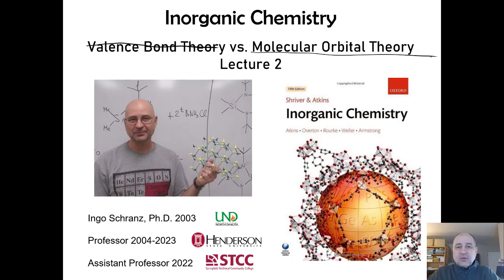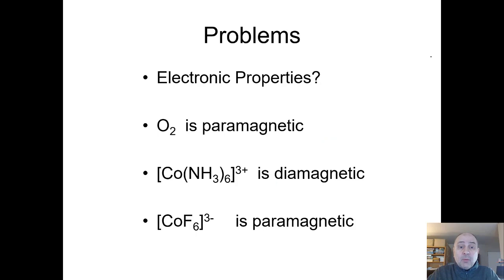All right, so there are some problems with valence bond theory. It doesn't explain everything. It can do a good job for geometries, but it doesn't address electronic properties at all, because once you put all the electrons in, everything is always filled up. So it doesn't explain why oxygen is paramagnetic and nitrogen is not.